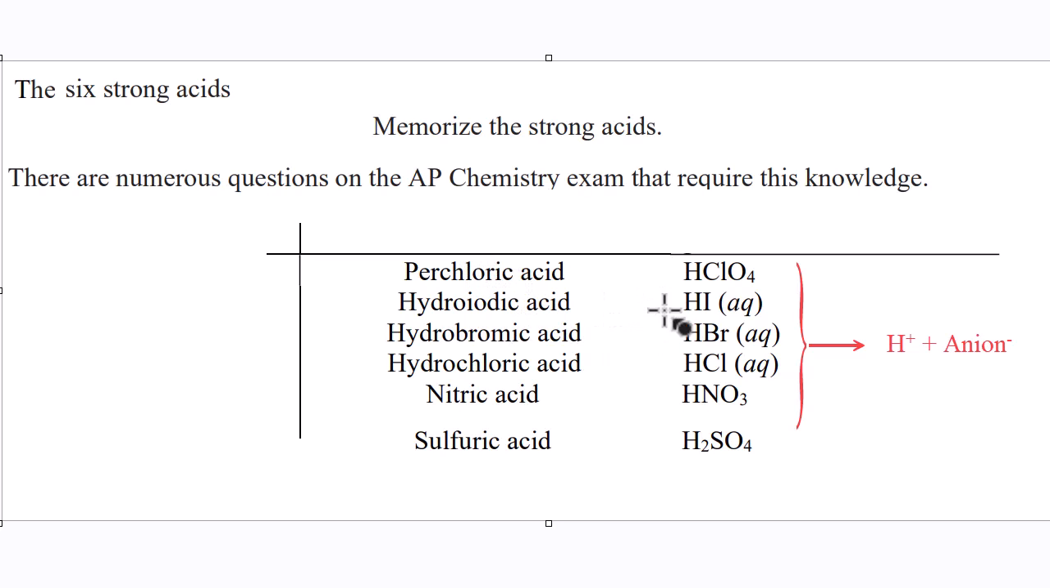The others here are hydroiodic, hydrobromic, hydrochloric. The hydroiodic and hydrobromic are pretty unstable. You won't see them much. Hydrochloric, that's in every chem lab. Nitric, very common acid, has some special safety concerns, and the same is true of sulfuric acid. Now you'll notice that I put the sulfuric acid here slightly separate, and there's a reason for that.